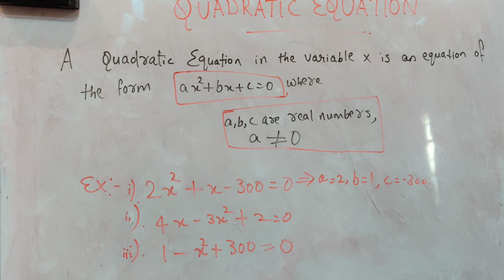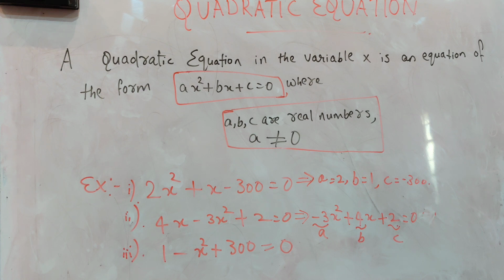Now coming to the second example, 4x minus 3x square plus 2 equal to 0. Is it a quadratic equation? Yes, of course. Why? Because we can rewrite it as minus 3x square plus 4x plus 2 equal to 0. This is the standard form. So here you can see the values: a equal to minus 3, b equal to 4 and c equal to 2. Those are real numbers and a is not equal to 0, minus 3 is not equal to 0. So the second is also an example of a quadratic equation.